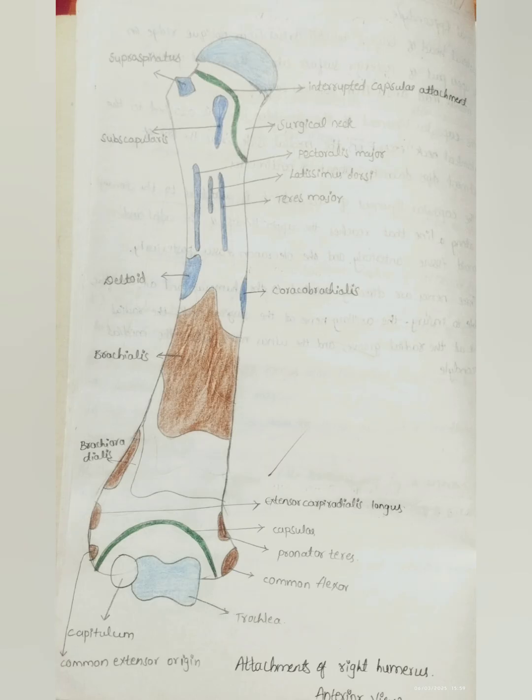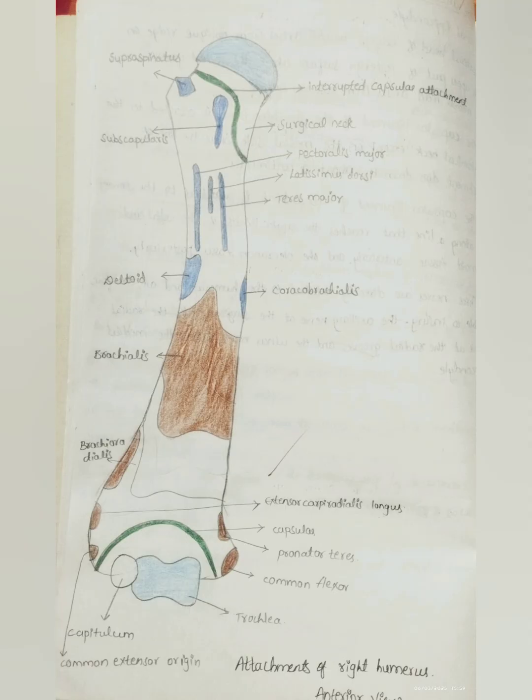Now we will discuss the attachments. First, we will discuss the attachments of the upper end. In the upper end we have three tubercles: greater tubercle, lesser tubercle and intertubercular sulcus. First, for the lesser tubercle, the subscapularis muscle is inserted as shown in the diagram. Next, for the greater tubercle, three muscles are inserted: supraspinatus, infraspinatus and teres minor.